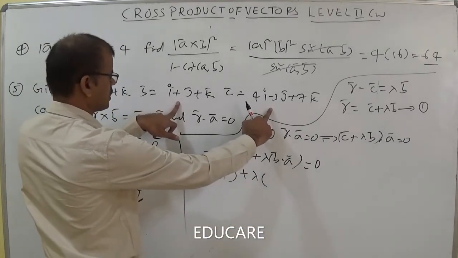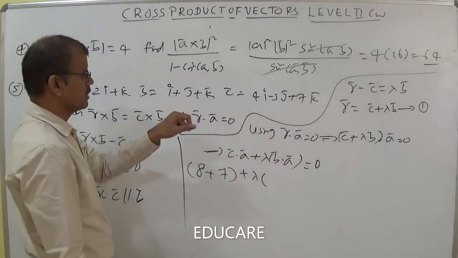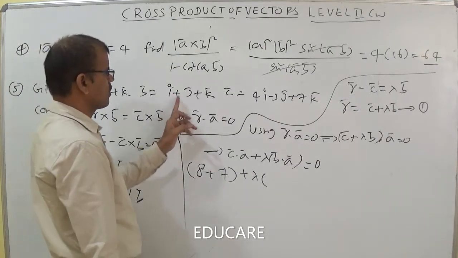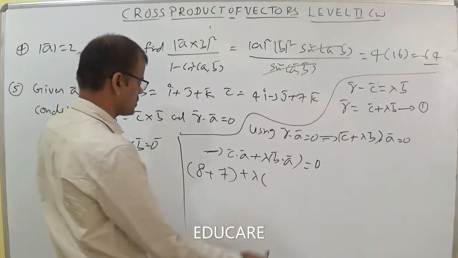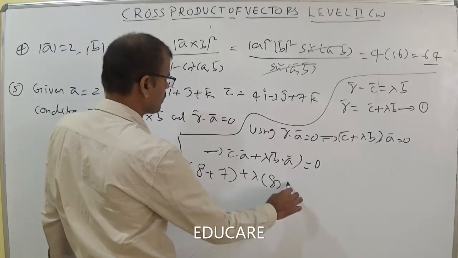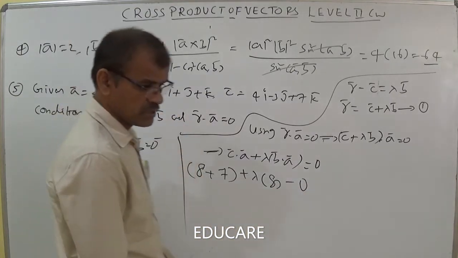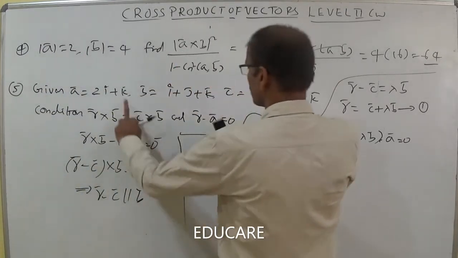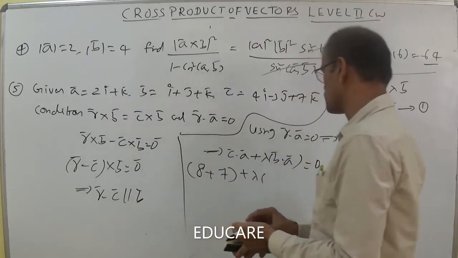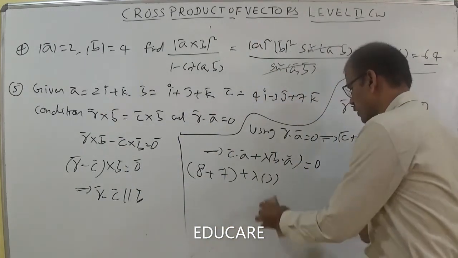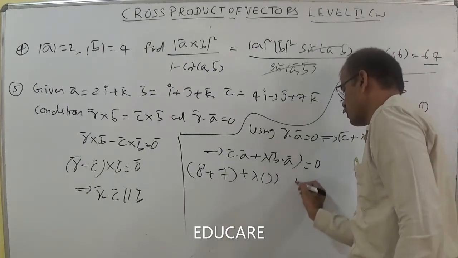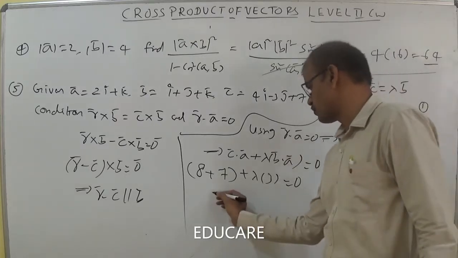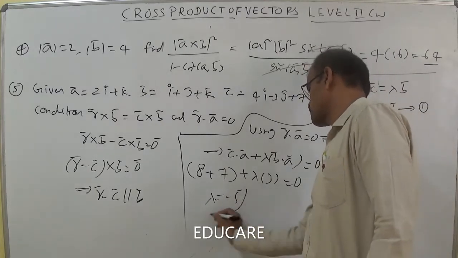If you multiply these two vectors, 4 minus 3 plus 7. So what is the value? 4 minus 3, 1 plus 7, 8. B bar dot c bar I have done, b bar dot a bar you should do. What is the value of b bar dot a bar? This one, 2 plus 1, it is 3. So b bar dot a bar equal to 2 plus 1. Now 15 plus 3 lambda equal to 0, then lambda will be minus 5.